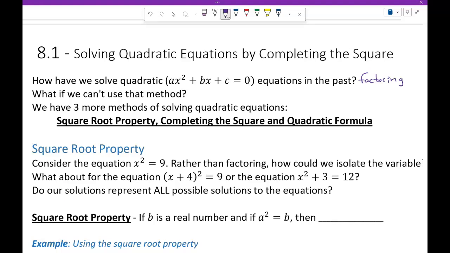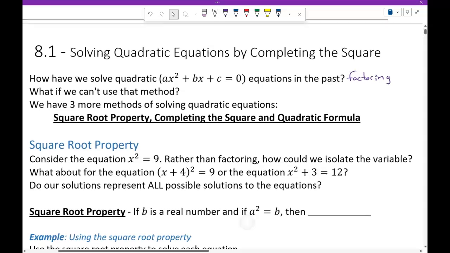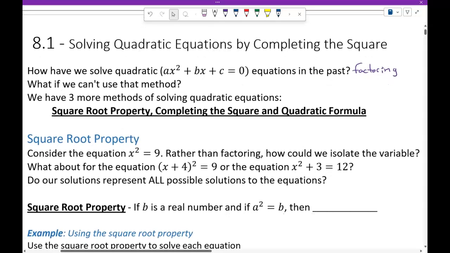Consider the equation x squared equals 9. Rather than factoring, we want to think about how could we isolate the variable. Well, in order to get the squared to be gone, if we think the inverse of what we did with our radical equations, instead of squaring both sides of the equation, we can square root in order to get rid of the exponent. That leaves us with x equals 3. But we have to think about, does that represent all possible solutions to my equation?